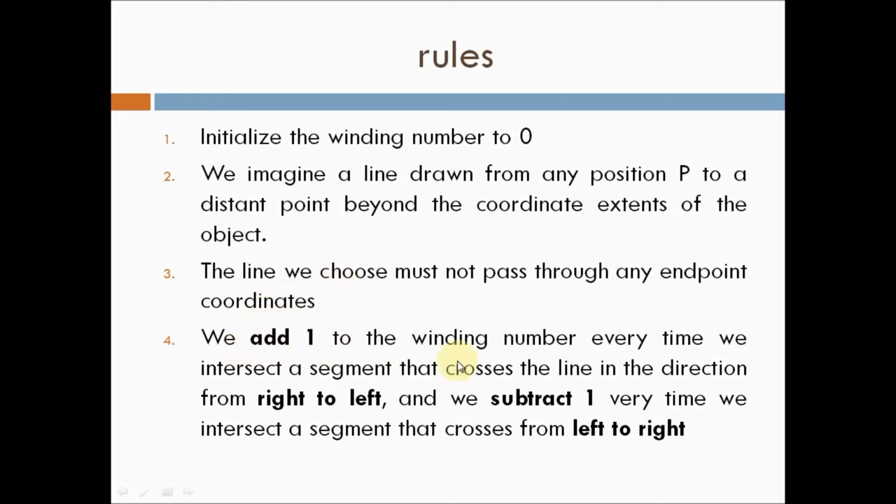Now we add 1 to the winding number every time we intersect a segment that crosses the line in the direction from left to right. When the line segment crosses the line in the direction left to right, we have to add 1, and we have to subtract 1 every time a line segment crosses from right to left. Getting, guys? Don't get confused.